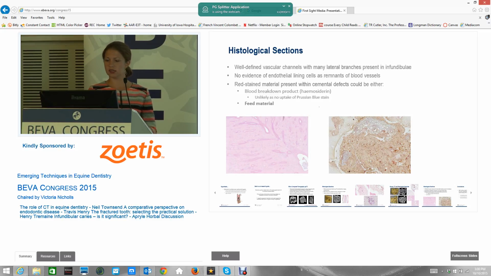Also, we looked into some of the red tissue debris found within the teeth, wondering if that was a blood breakdown product or hemosiderin, but there was no uptake of Prussian blue stain, which means that it's more likely to be feed material than anything else. And you can even see at the top of the vascular channel on the left-hand side there that there's actually a cellulose structure in the plant material found there, not blood by any means.